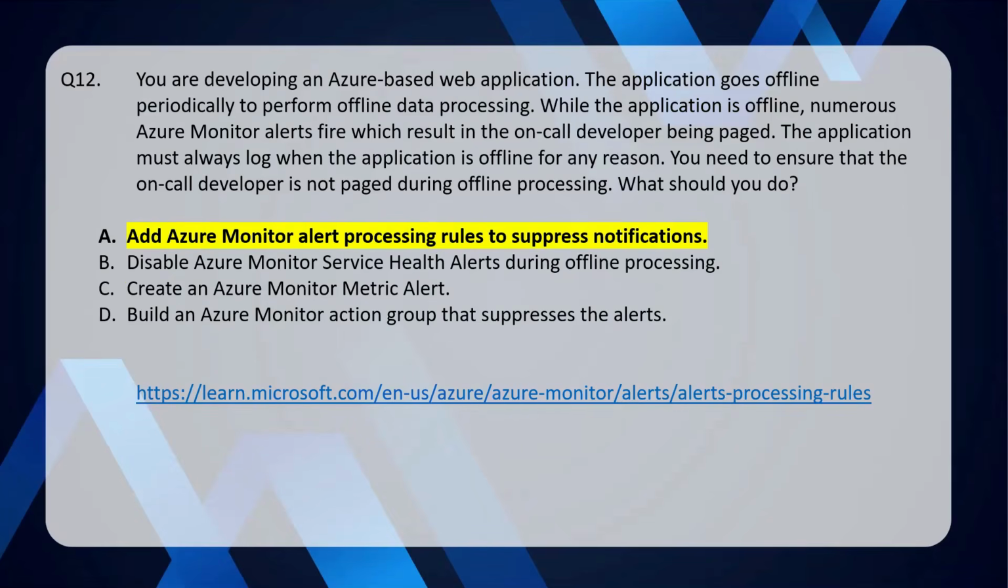APRs allow you to suppress or modify alert notifications without disabling the alert rules themselves. Target specific time ranges, conditions, resources, and even action groups. They are dynamic and reversible, ideal for temporary offline windows.